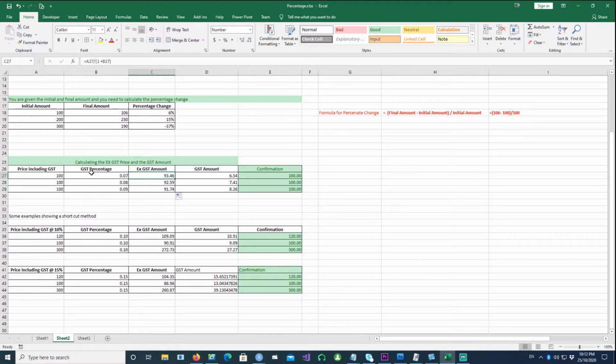For calculating the ex-GST amount, you start with your original price, the inclusive price, which is A27. Now you divide by, open brackets, 1 plus the GST percentage.